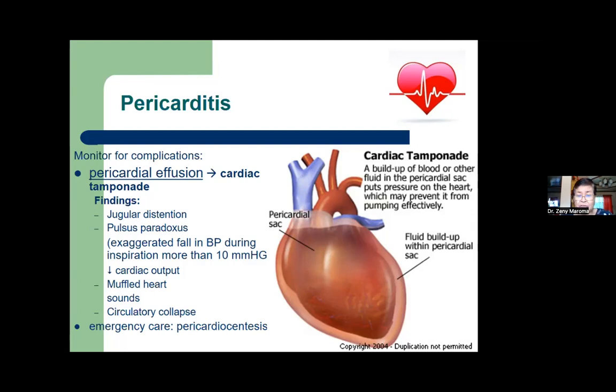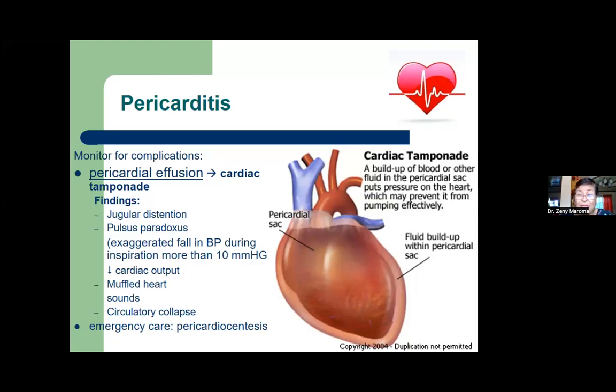Okay, there's low cardiac output. So there is shock. What type of shock? Cardiogenic shock. Okay, cardiogenic shock. There's circulatory failure. There's hypotension. There's altered tissue perfusion, secondary to inability of the heart to pump. And there is muffled heart sounds.